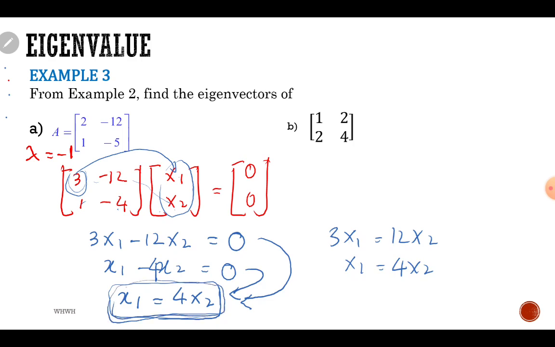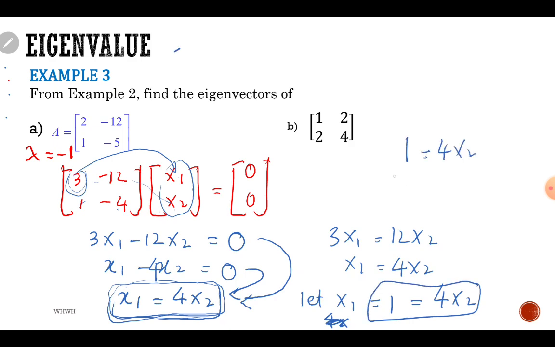Katakanlah saya nak let X1 equals to 1. So what would be my X2? If I let X1 equals to 1, meaning that X1 is equals to 4 times X2. So my X2 will be, okay, 1 sama dengan 4X2. So my X2 will be equals to 1 over 4. Senang tak? Okay. So one of your option for your matrix X is X1 equals to 1, X2 equals to 1 over 4.